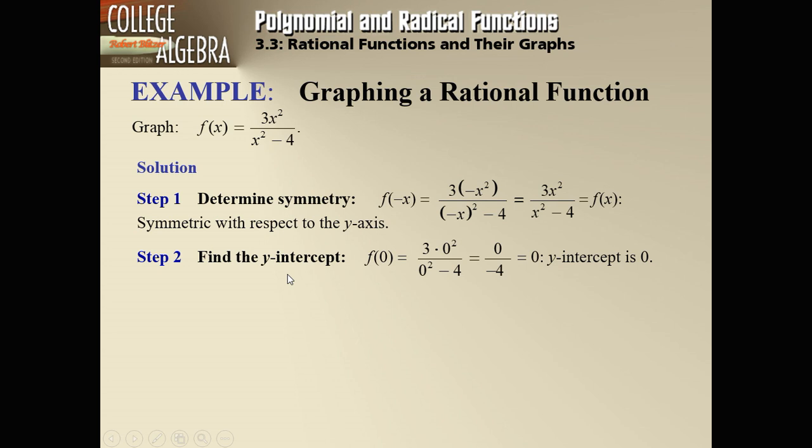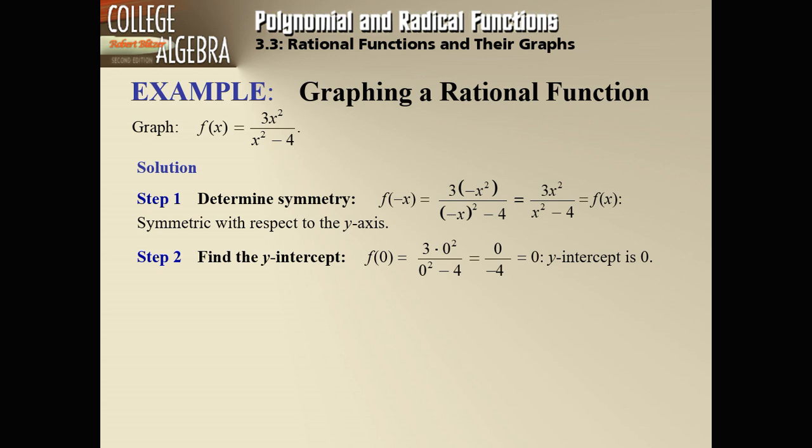So, find the y-intercept, f of 0 is equal to, palitan natin lahat ng x, 3 times x squared ito kanina, so magiging 3 times 0 squared over 0 squared minus 4. Okay, so pinalitan lang natin ng 0. Ang numerator natin ay equal to 0 at ang denominator natin ay negative 4. So 0 divided by negative 4 is equal to 0. So therefore, our y-intercept is equal to 0.